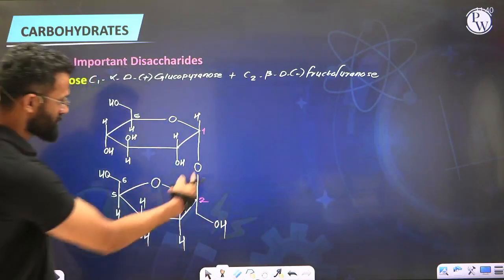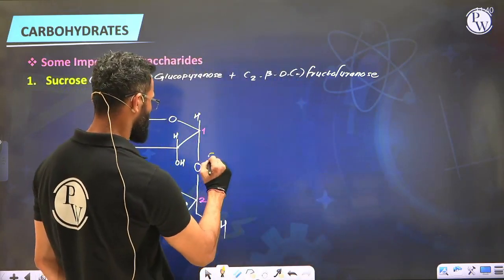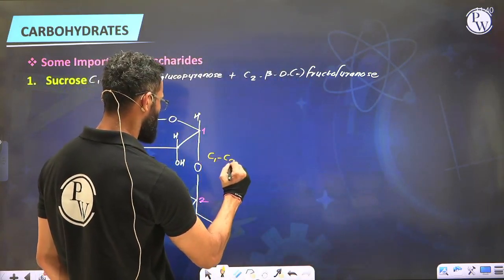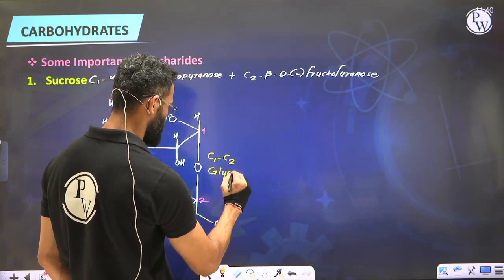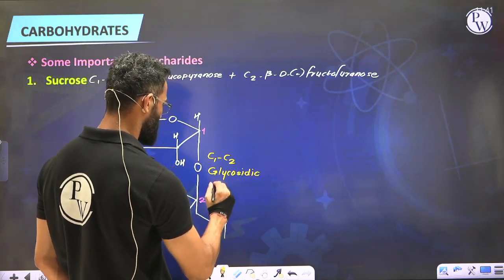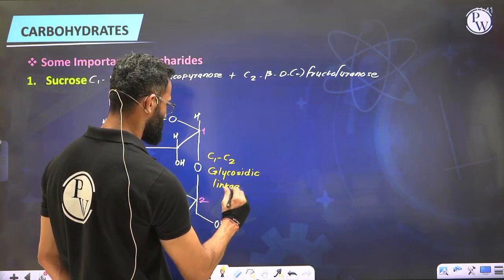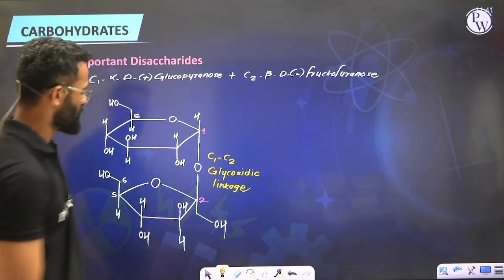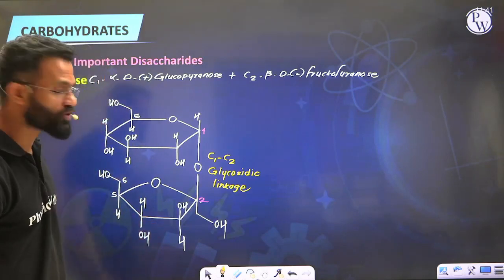Okay, this glycosidic linkage is what we call the C1, C2 glycosidic linkage. All right, everyone. So that's how you get the structure of sucrose.